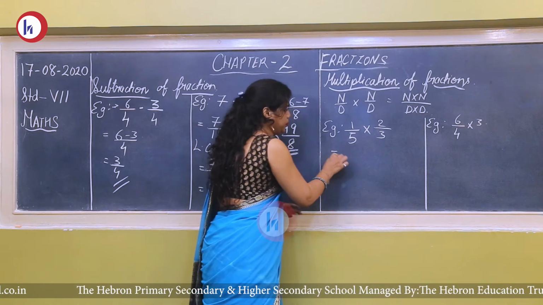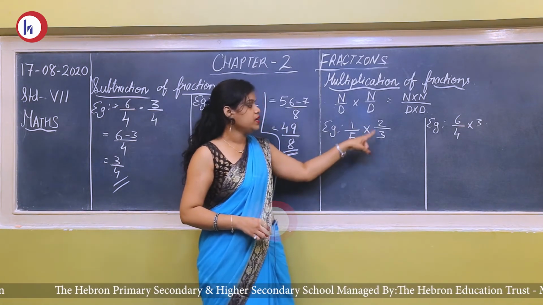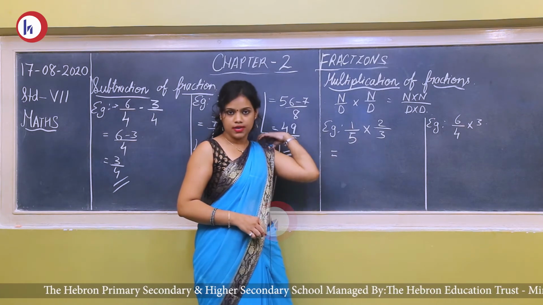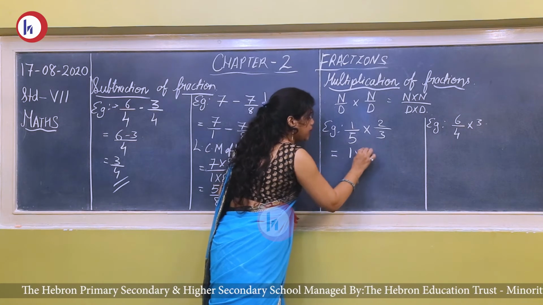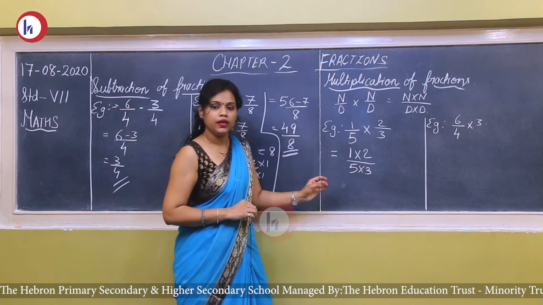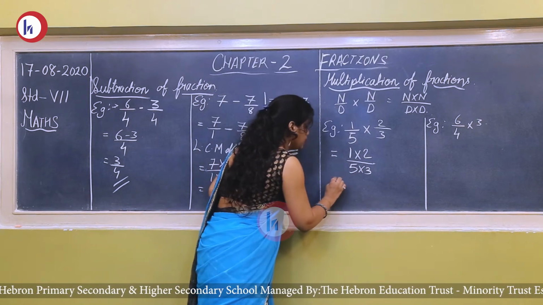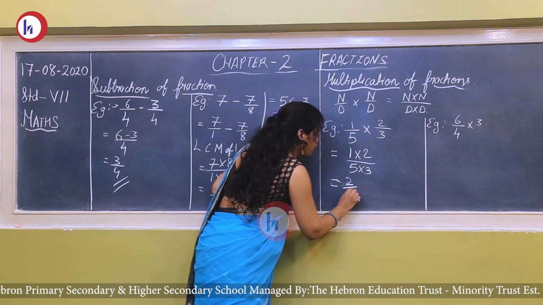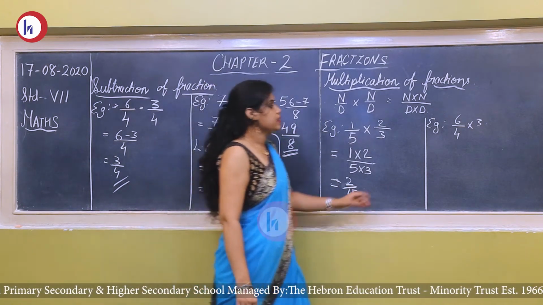Let's see one example. Here you can see two fractions I have taken, 1/5 and 2/3. Both the denominators are different. Okay, so we will not take LCM. We will directly multiply 1 into 2 and 5 into 3. Numerator with numerator, denominator with denominator. So your final answer will be 2/15. Okay, let's take another example.